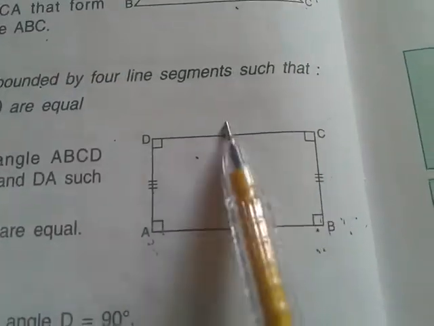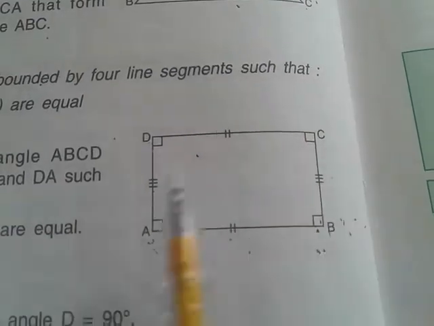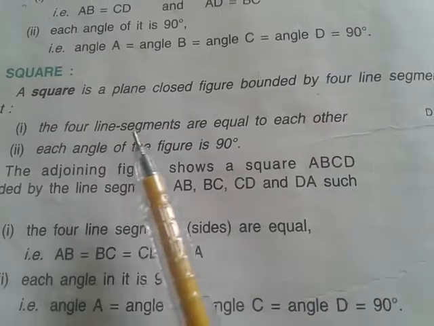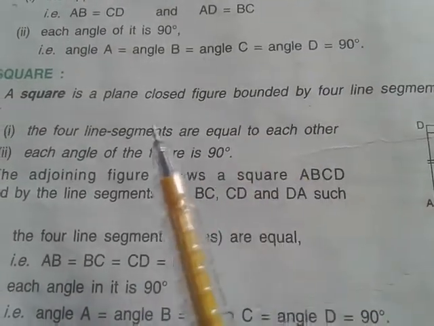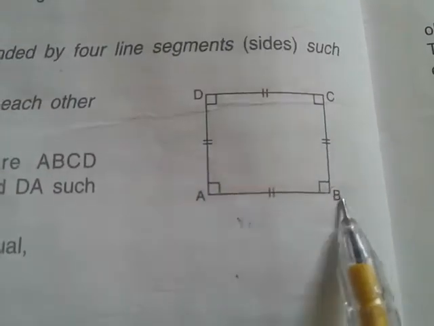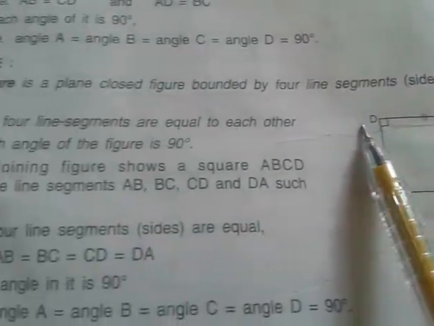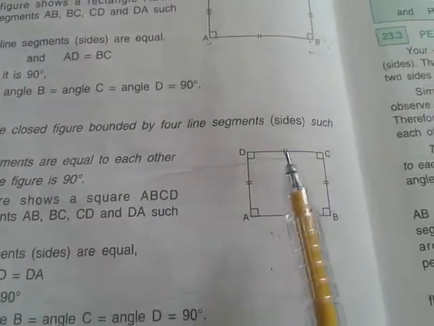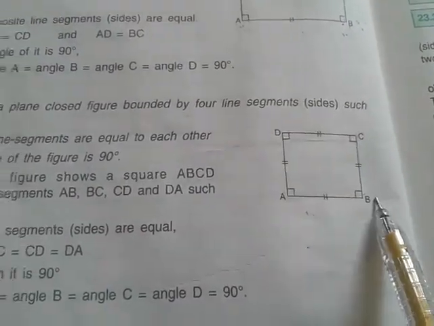Here there were 2 marks, so these 2 sides were equal. Here 3, so these 2 sides were equal. So a square is such a figure that the 4 line segments are equal to each other. It's a closed figure of course, and each angle is 90 degrees. So you can see angle A, angle B, angle C and angle D is 90 degrees. And also all 4 sides are equal.